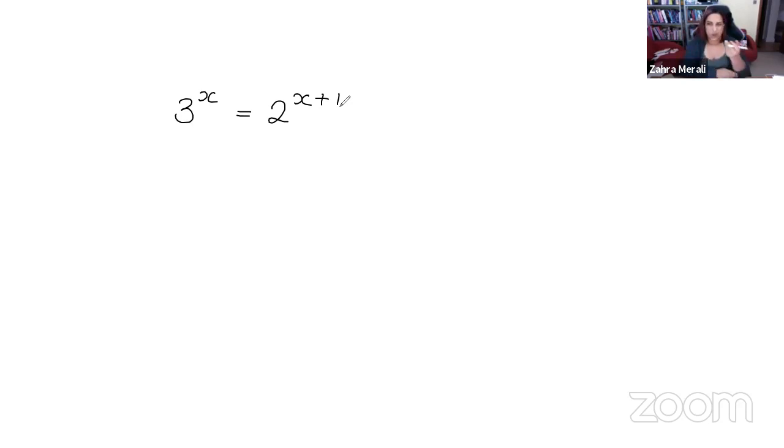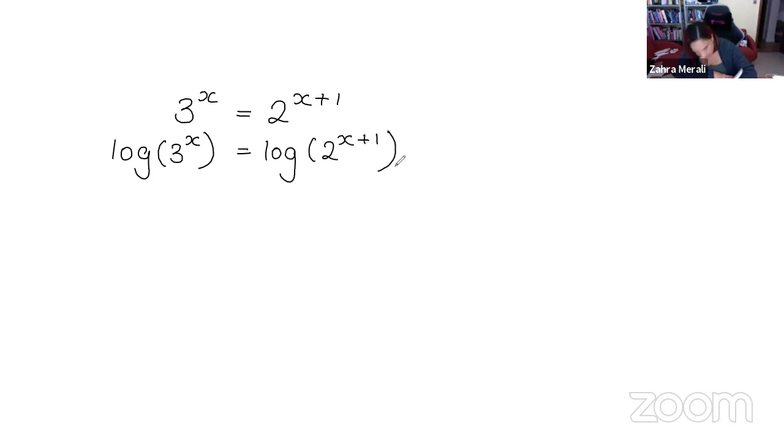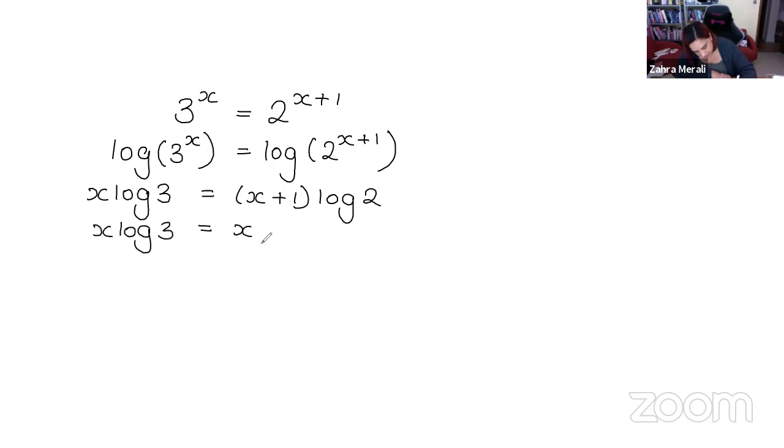I'm just going to use log, and in my calculator I'd probably use ln, or I could just use log of the same base. So let's say this is log of 3 to the x. I'm going to do log of the whole of this side and log of the whole of this side. Whenever I have a log of something, as long as I do it to both sides, it's okay. The power comes in front. So we're going to get x log 3, and here we're going to get x plus 1, log 2. I can open out the brackets: x log 2 plus log 2.